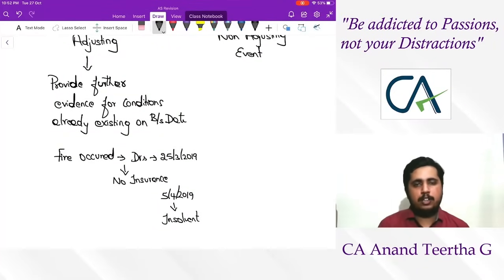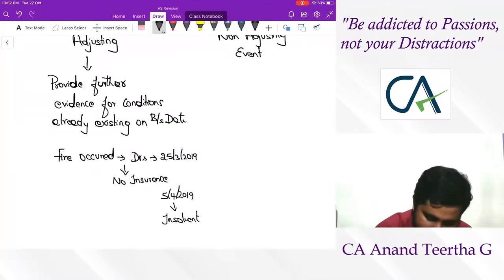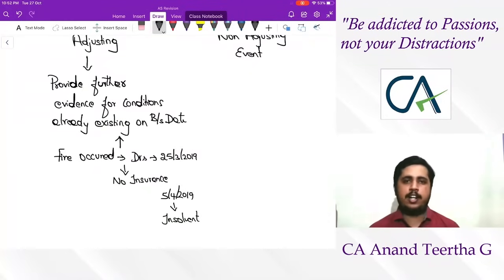So what is happening? On 25th March, we already knew that this person is in great financial trouble. He doesn't have insurance, which means he may not pay us the debt. 5th April only gave you the confirmation of what you had already thought on 25th of March. Whatever happened on 5th April is only giving you further evidence for a condition already existing on the balance sheet date. What is that condition? Occurrence of fire. So therefore, this situation will be considered as an adjusting event.